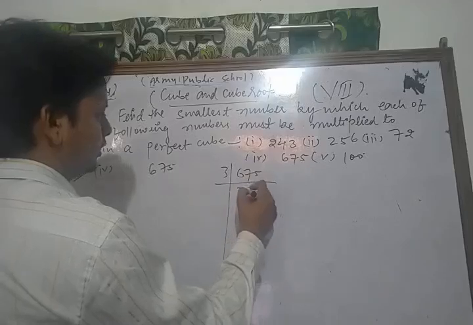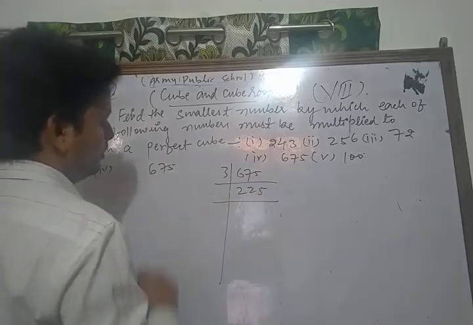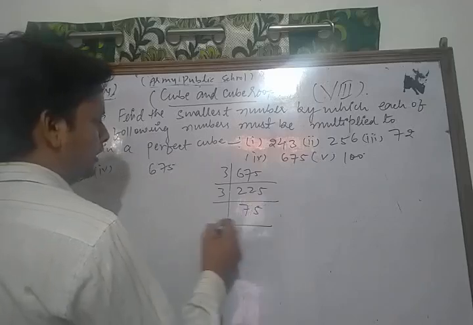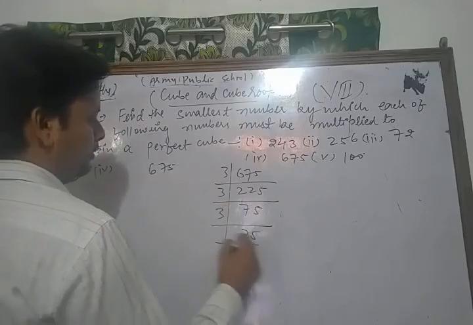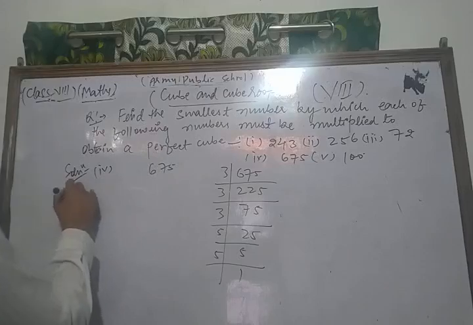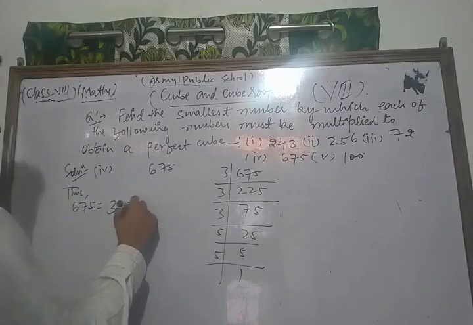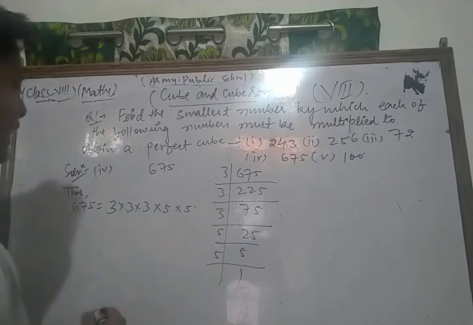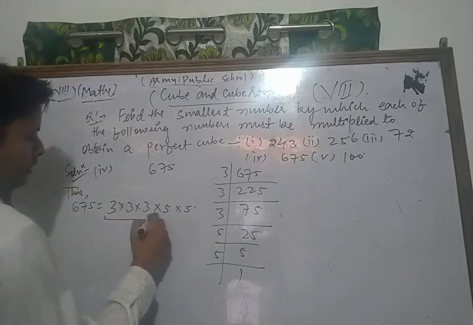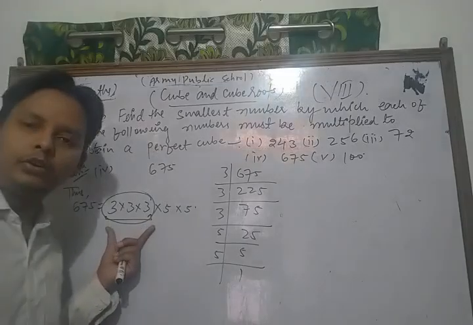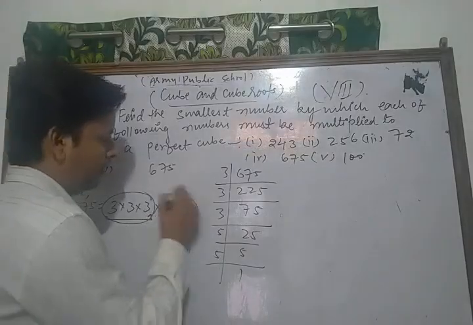3 fives are 15, again by 3, 3 sevens are 21, 3 fives are 15, again by 3, now 5, now 5 ones. Okay, thus 675 is 3 into 3 into 3 into 5 into 5. Now here we observe that 3 is grouped in triplets. 3 is in the grouping of triplets form. Okay, but 5 is not.